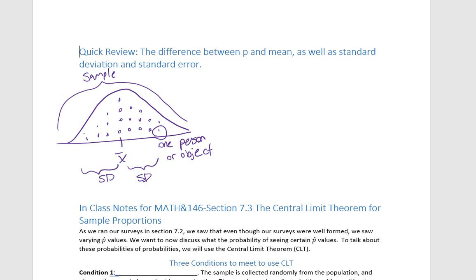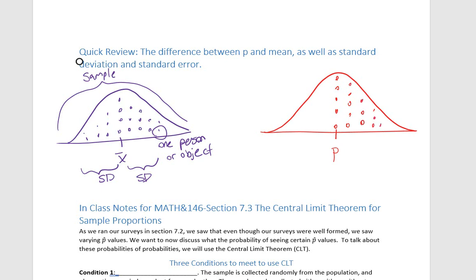Now, on the flip side, when we are looking at p and standard error, we're looking at each observation as being a sample. So each observation is a sample. And then how far a sample is typically off from the population is standard error.